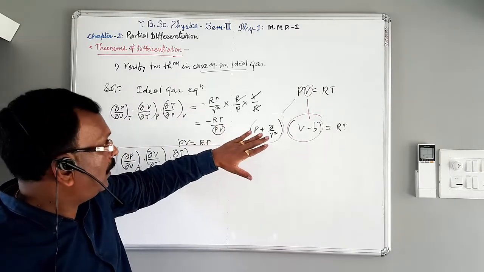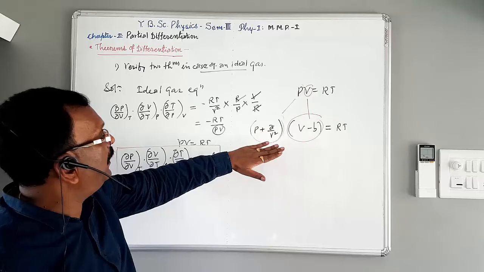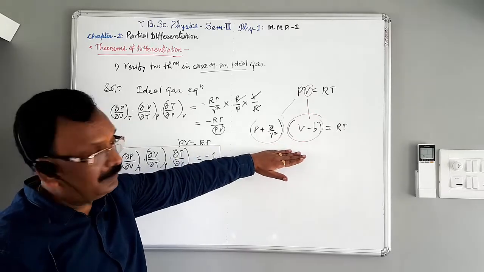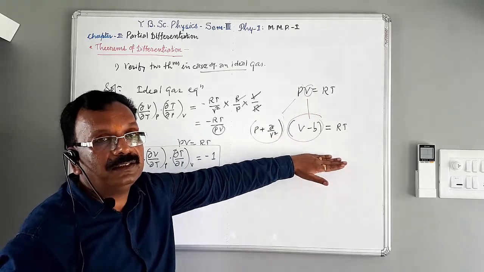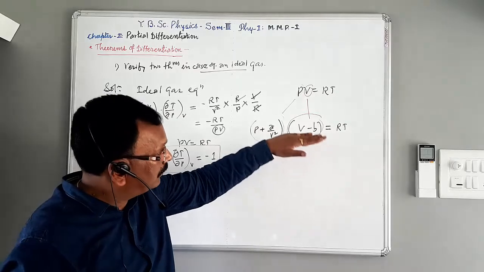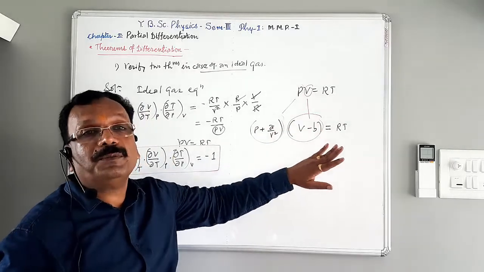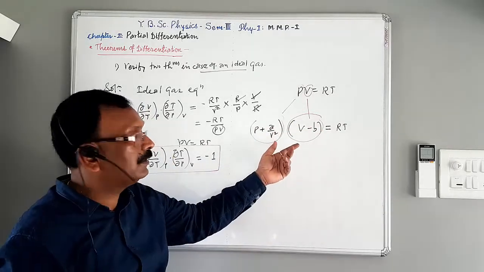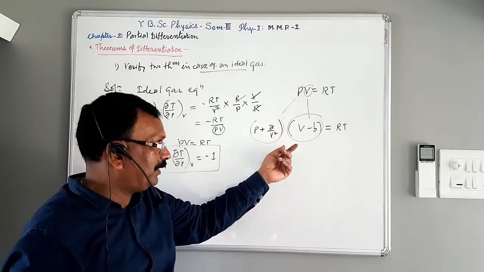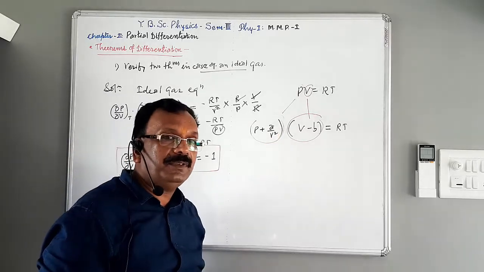Now here also we can verify the two theorems for this Van der Waals equation, and this is homework for you. Try to solve this. If any problem is there, then please ask me.